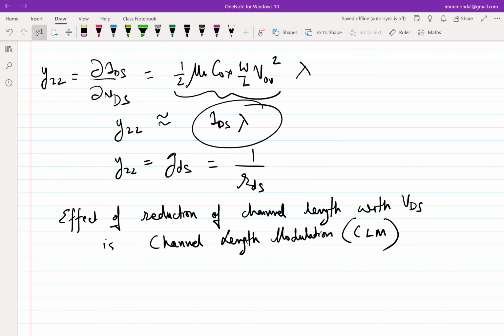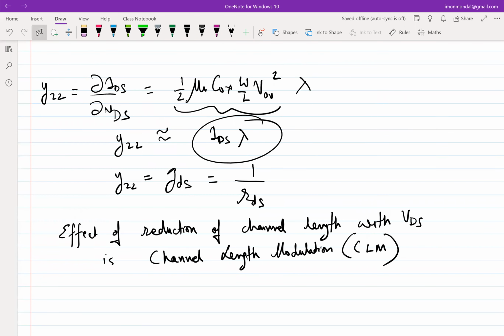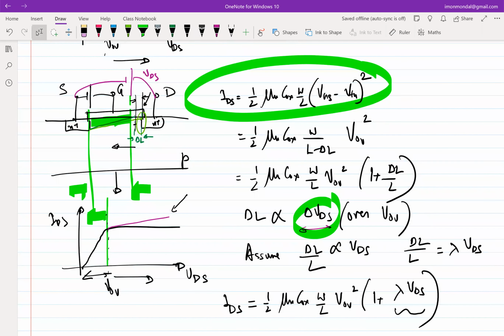Yes. Right. So how was the channel when we were not considering channel length modulation? At that junction, there was still no channel, right?